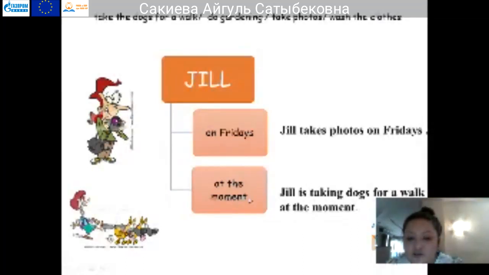So if it's continuous tense, we always use what kind of verb? To be verb and verb plus ing. But if it's simple, we never use to be verb with simple. And we never use ing with a main verb.